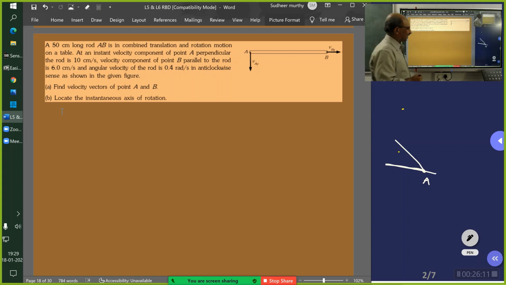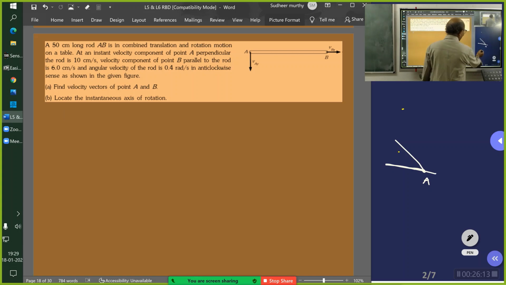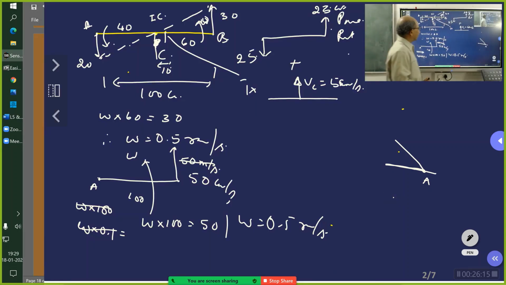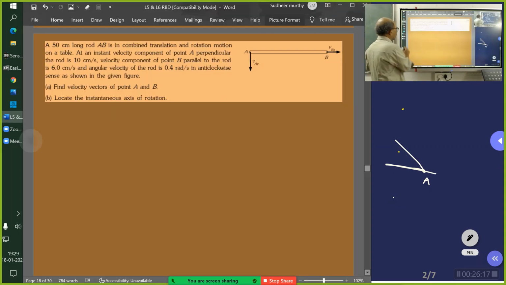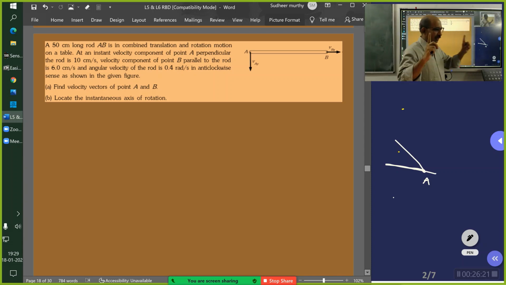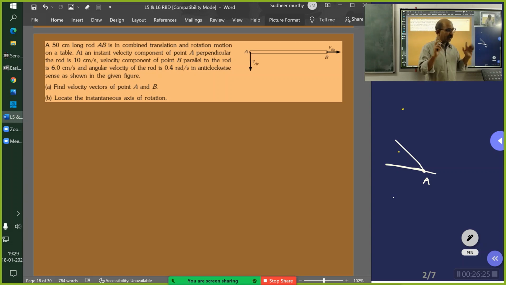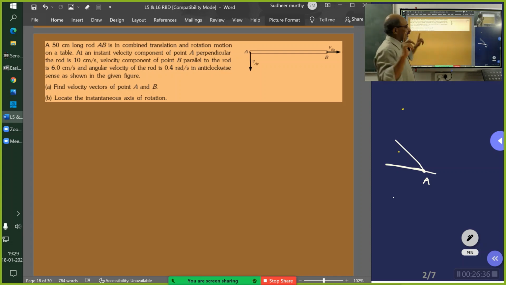Very nice problem. You comprehend the problem quickly. See, your mind's eye should work like this. You should not look at the numericals. In your mind, this rod is given, this component is given, this component is given, and the angular velocity is given. And they have given the length of the rod. Your mind should capture this quickly.